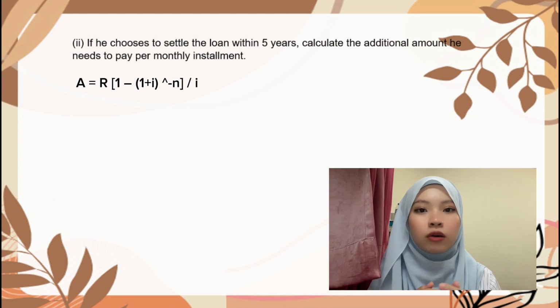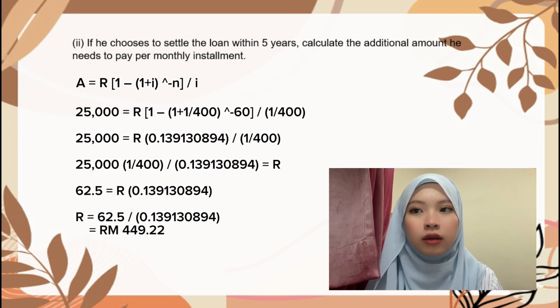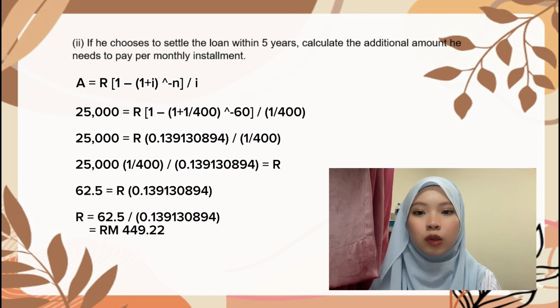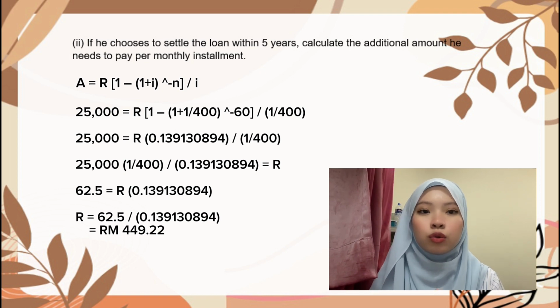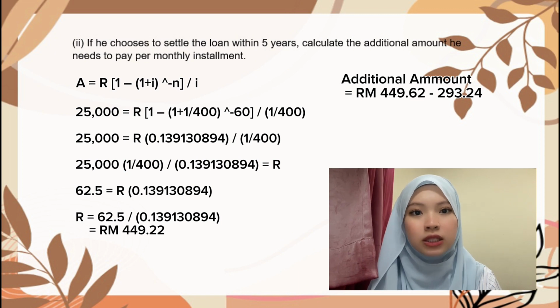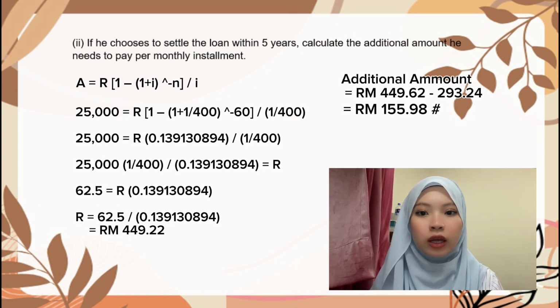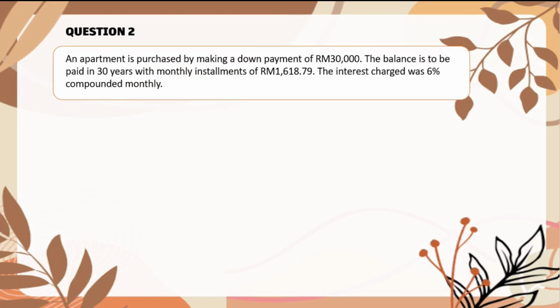So after replacing all the information that we have received from the question, the amount of R we get is equal to 449 ringgit 22 cents. But we need to subtract 293 ringgit 24 cents from the amount. Only then we get the additional amount that Fitri needs to pay, which is 155 ringgit 98 cents.